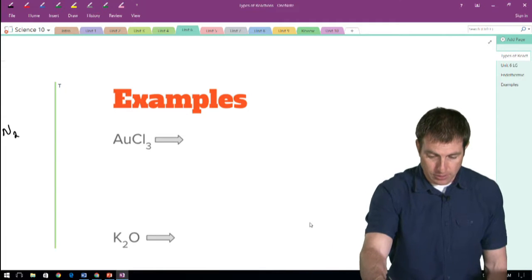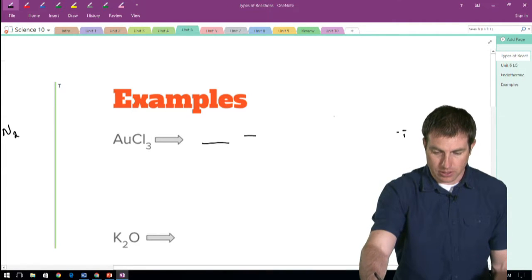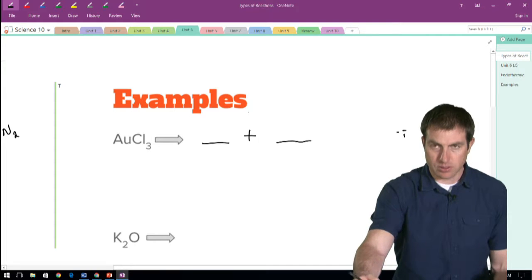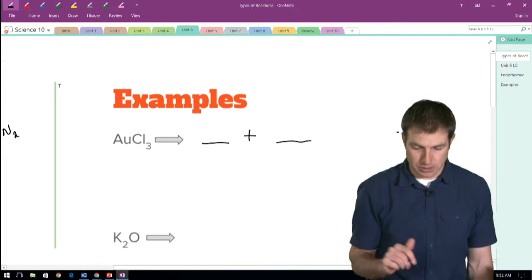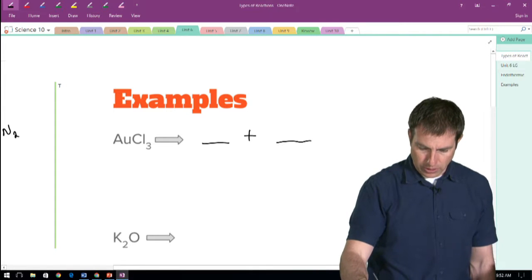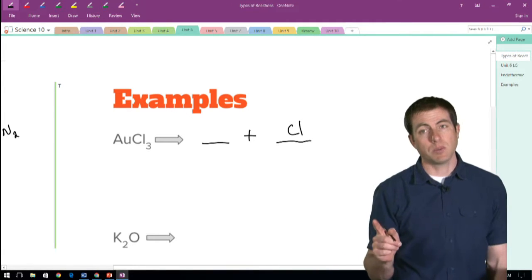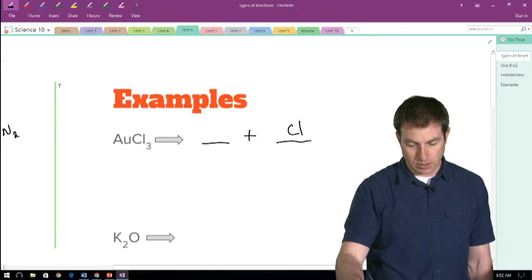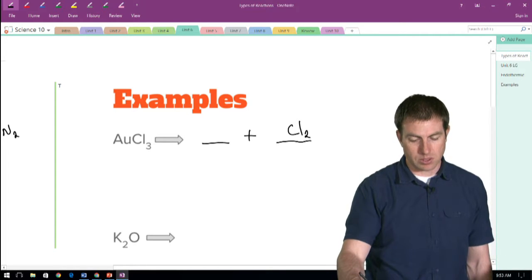So we're going to have two things, and they are going to be separate. So we're going to get chlorine. And chlorine is one of these special ones. It's one of the magic 7. When it's by itself, it's always going to be Cl2.